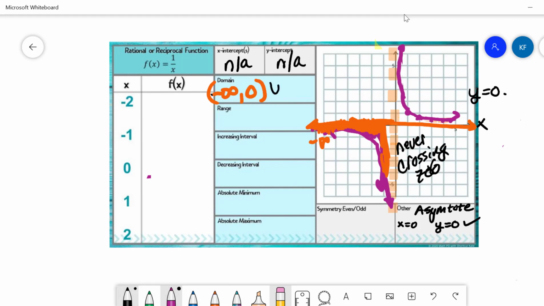So this is called union. And then we have to hook it with the part that's on the other side of the y-axis. So hopefully you can see there's that infinity, so it's going to be everything that's positive infinity. And then I'm not crossing that vertical asymptote again. So this is do not include 0 because that's where the asymptote is, up to infinity.